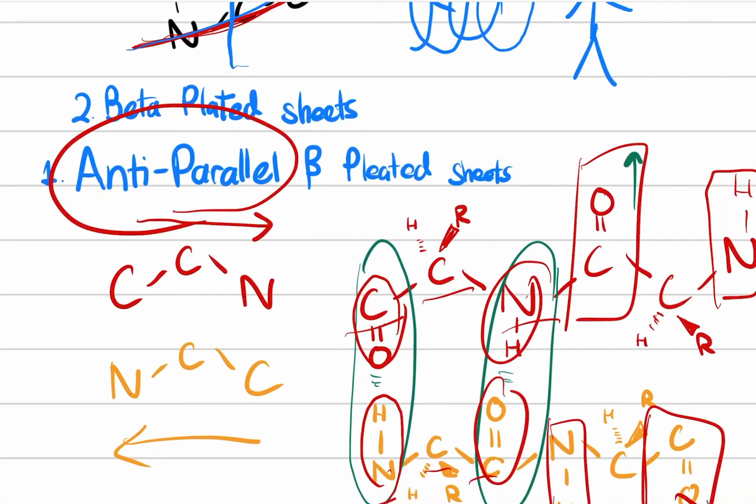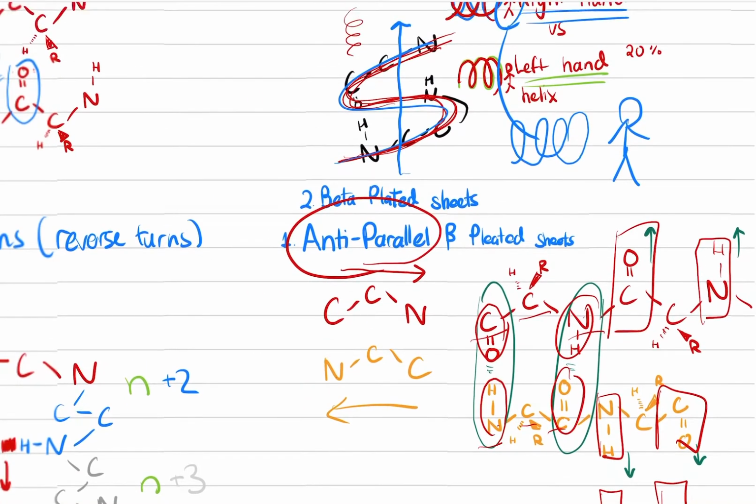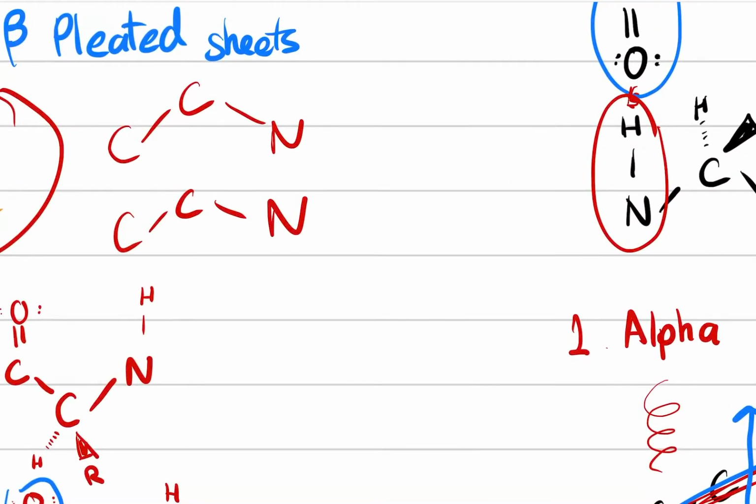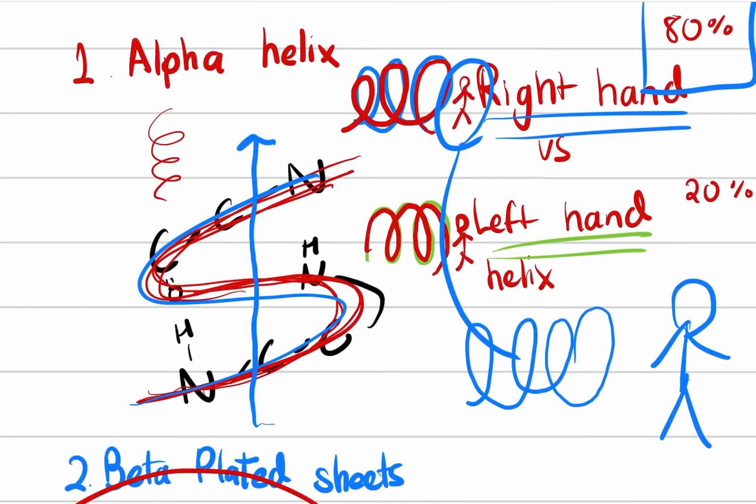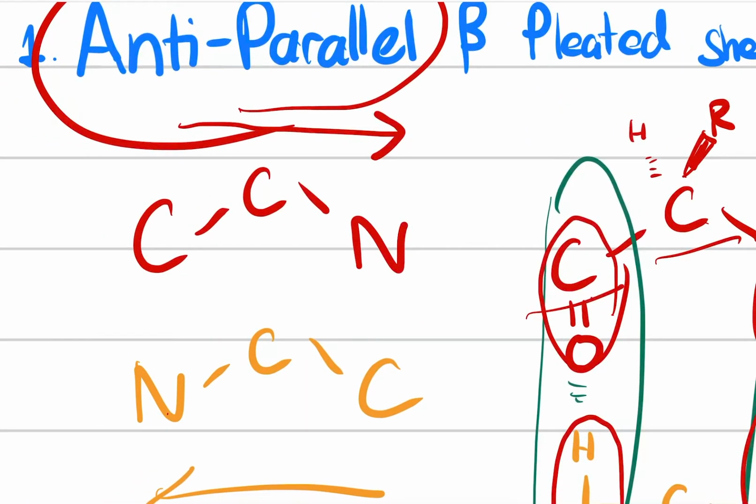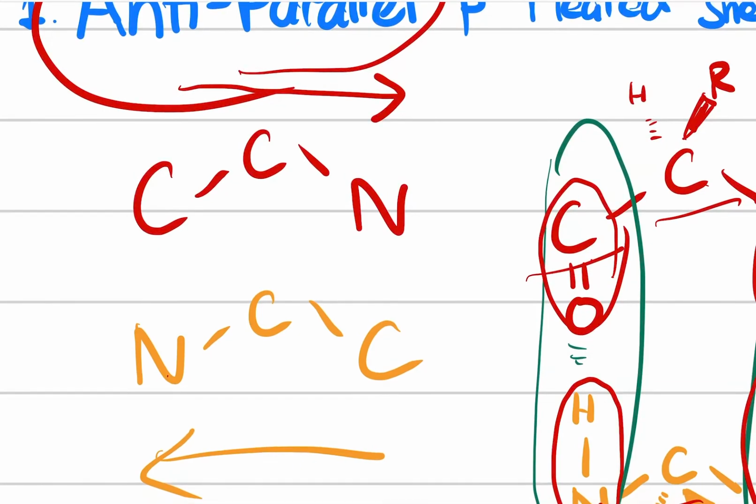The next kind of secondary structure we have is the beta-pleated sheets. Now the beta-pleated sheets, just to make it simple, are when we have these amino acids that are kind of on top of each other, and they make these beta-pleated sheets. And we have two kinds of beta-pleated sheets. The first one is the anti-parallel beta-pleated sheet. What that really means is the backbone is running in opposite directions.